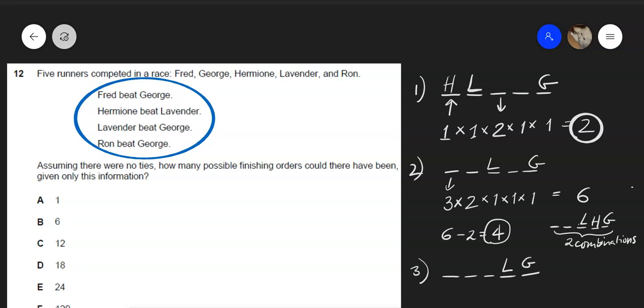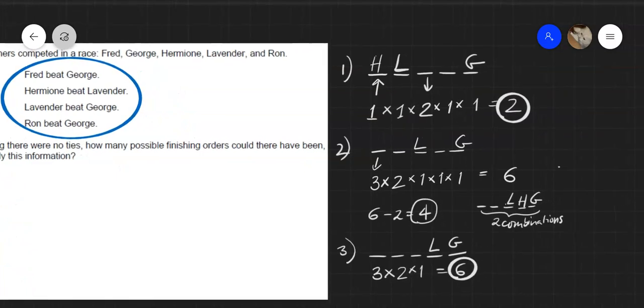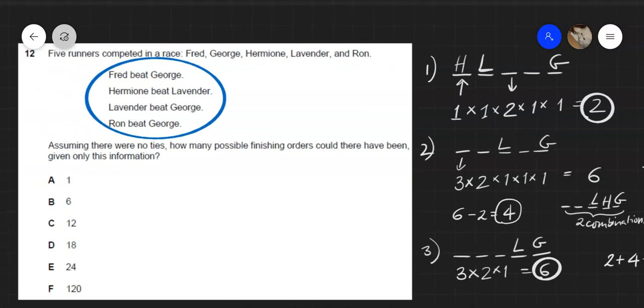And in this case, clearly we don't have any limitations because everyone beats George and Hermione can take any available place. So we have 3 choices for the first place, then remaining 2 choices for the second place, and the remaining 1 choice for the third place. And the number of combinations is 6. And the final step is just to add all of them up. That will give me 2 plus 4 plus 6. The number of combinations is 12. This corresponds to option C.